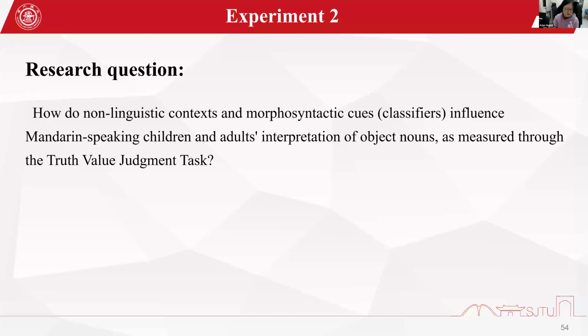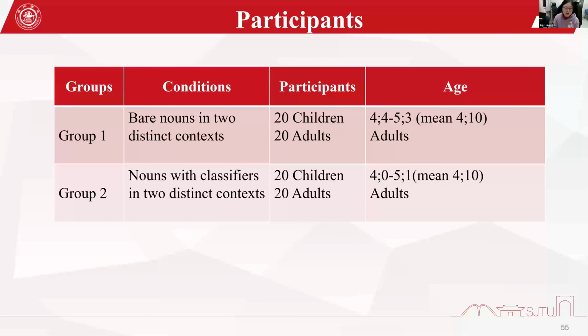The research question is, how do non-linguistic context and morphological cues, like classifiers, influence Mandarin-speaking children's and elders' interpretation of object nouns using the truth-value judgment task? We have just justified that the truth-value judgment task is a better task than the quantity judgment task. So we have 2 groups. Group 1, we test with bare object nouns, but in 2 distinct contexts.